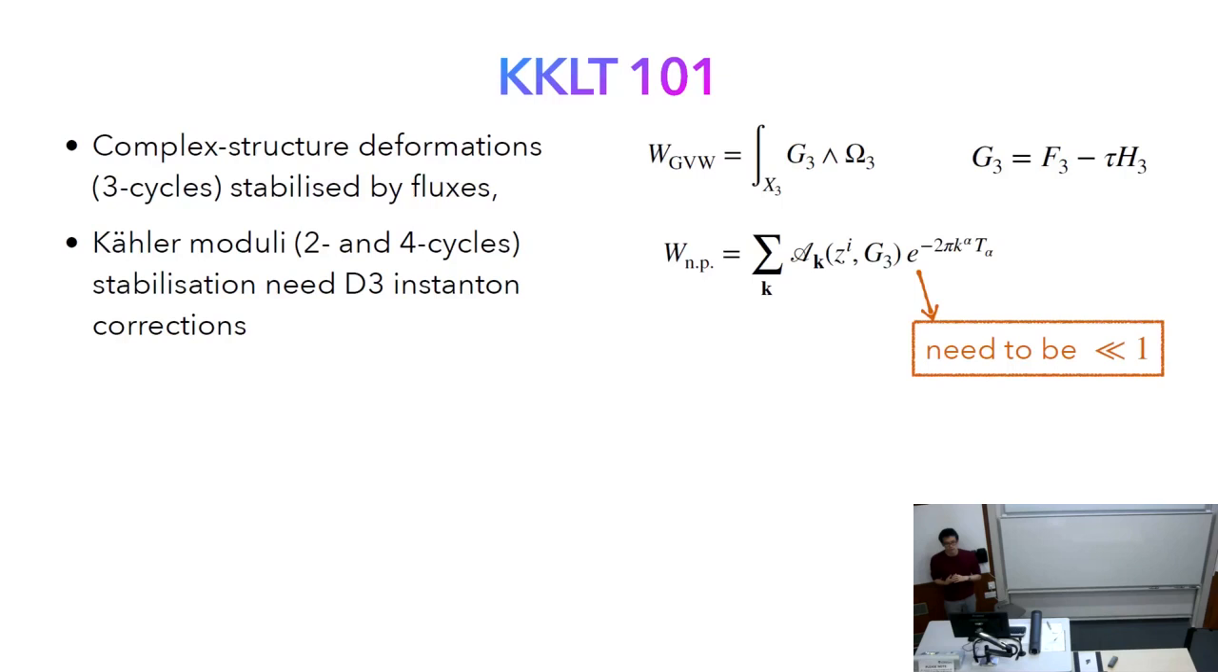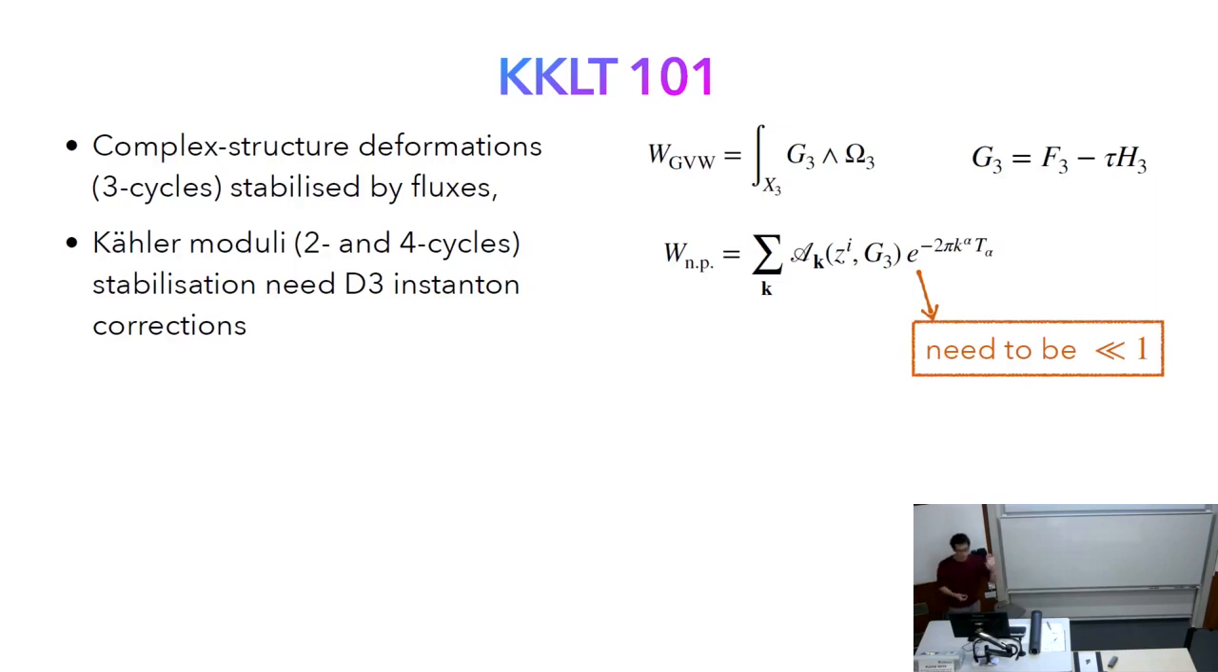So the idea is that we have a complicated Calabi-Yau. The Calabi-Yau has different cycles, 2-cycles, 3-cycles, 4-cycles, and all of these are encoded by complex structure and Kähler moduli. The complex structure deformations, which control the sizes of the 3-cycles, can be stabilized by fluxes. One writes a superpotential, the Gukov-Vafa-Witten superpotential, that depends on the fluxes F3 and H3 of type IIB. So that's the first part.